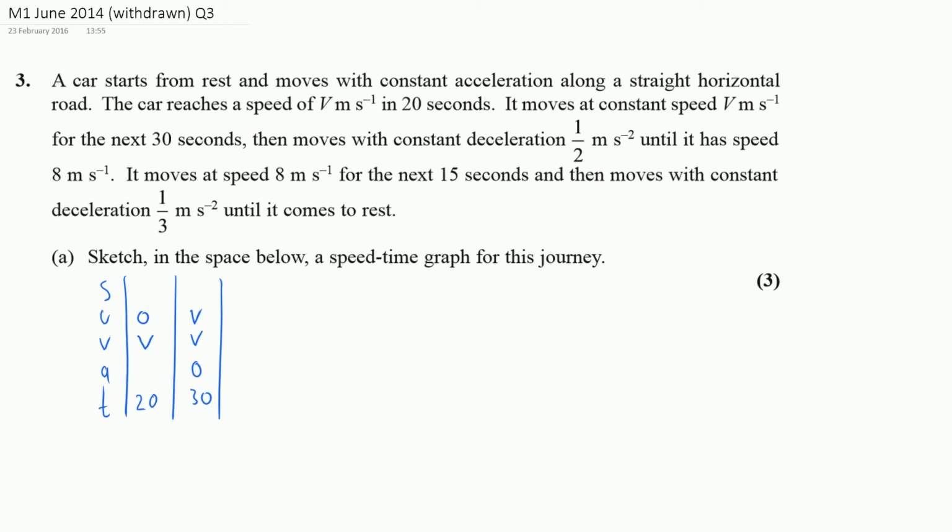In the next section of my journey I'm looking at some deceleration. I'm decelerating by minus a half, so my speed was initially V, and I'm decelerating down until I reach 8 meters per second. I'm not sure how long that takes. In the next part I'm moving with a speed of 8 meters per second for 15 seconds. So again, that's a constant velocity, no acceleration, and my time here is 15 seconds. And then in the final section, starting from a speed of 8, I'm decelerating again, this time by minus a third, and I'm reaching rest, so that's going to be 0, and again I don't know how long this takes.